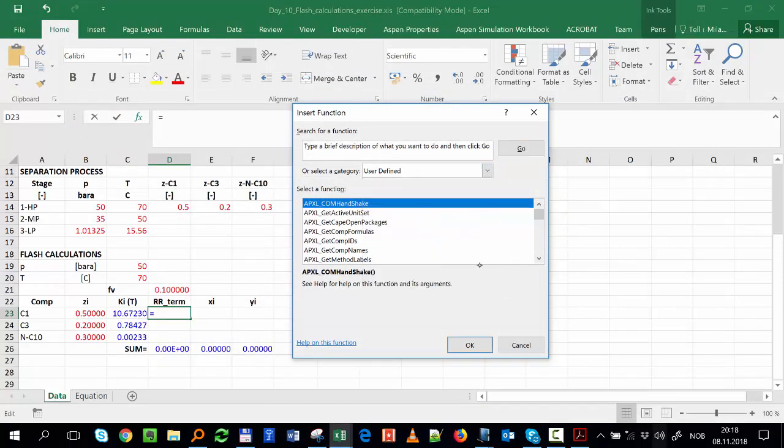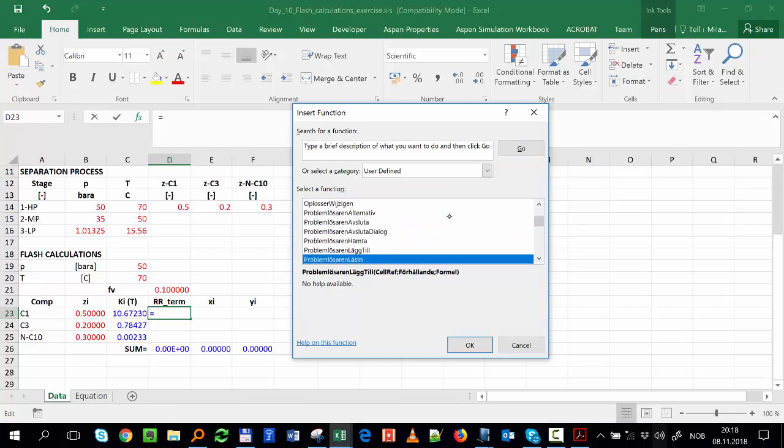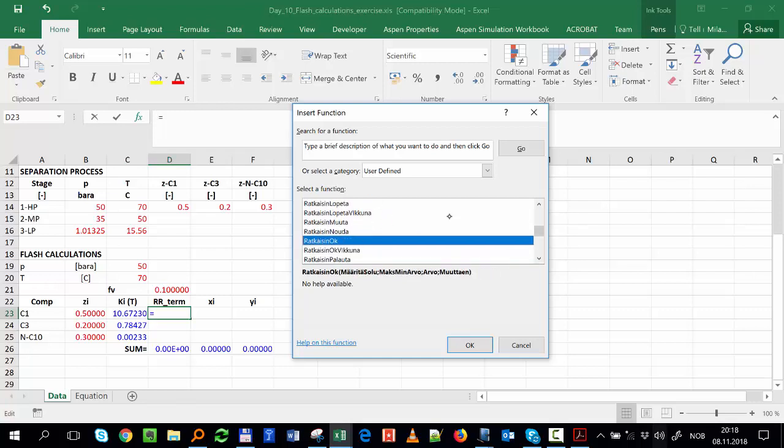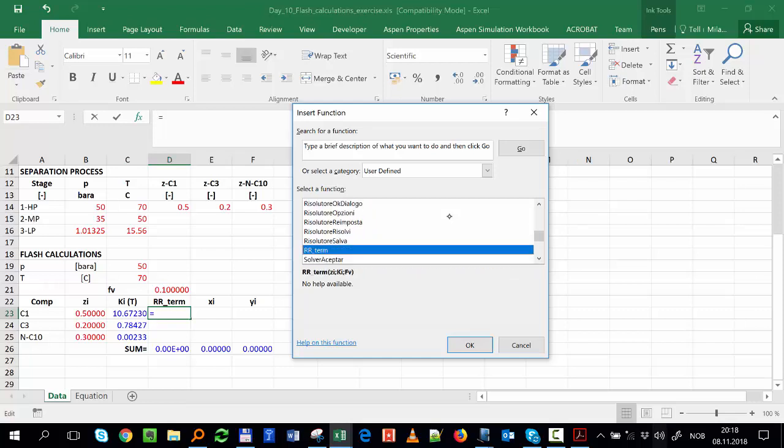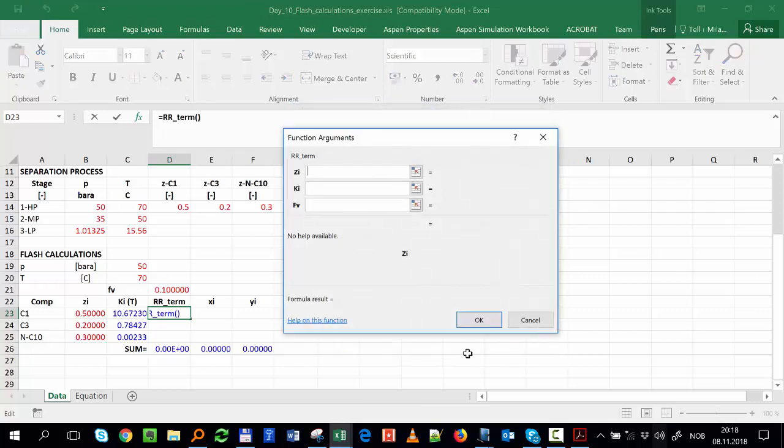User defined, now RR term. Okay, is here. So set, I don't block it. I want when I drag it down, it will use the other one to the left. No, sorry, set. First is set, so it should be B. Then is K, and then is FB, which is here, and that I should block.